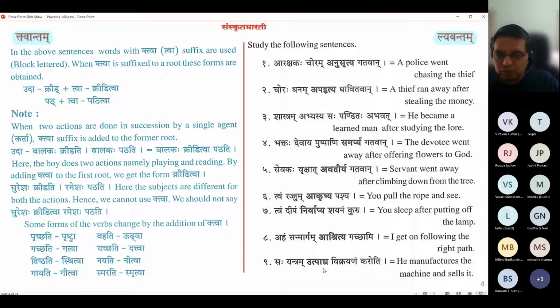So yantram utpadya. Okay, so ut is the upasarga, up. Okay, and I don't know that padya. What is the dhatu again? Pa is protection, but I don't know whether that is the dhatu. We will figure it out. Okay, so saha yantram utpadya vikrayanam karoti. So he manufactures and sells that one.